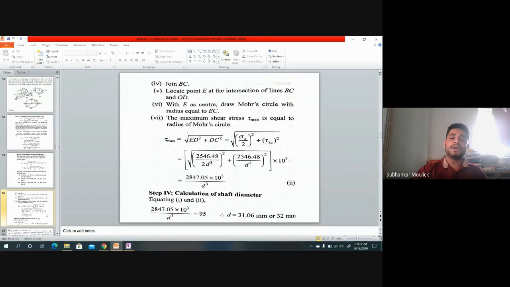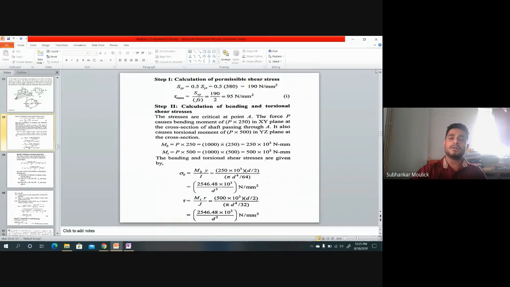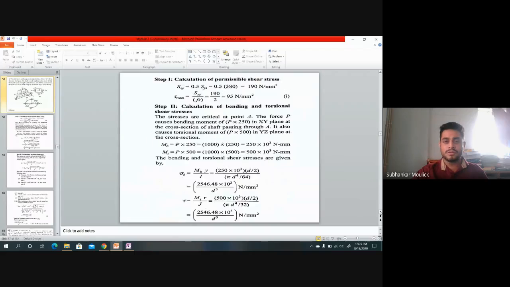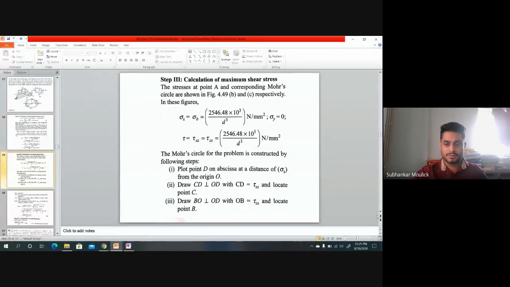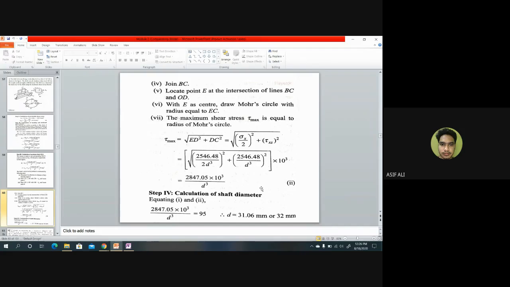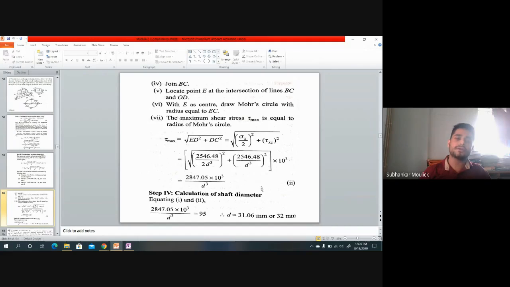So either you can draw this Mohr circle and then find out the value of tau max, or directly you can use this expression of tau max, which is coming out to be 2847.05 into 10 cube by d cube. Equation number 2. Is the step clear? Any doubt? Yes, sir. Any other doubts in tau max?